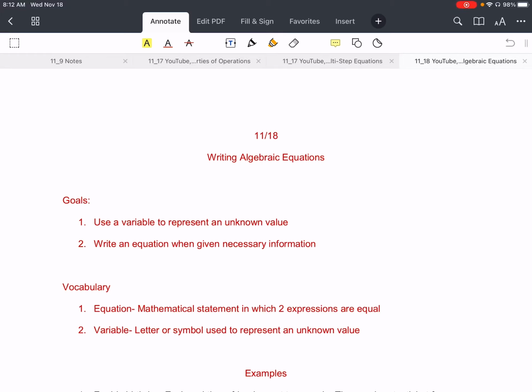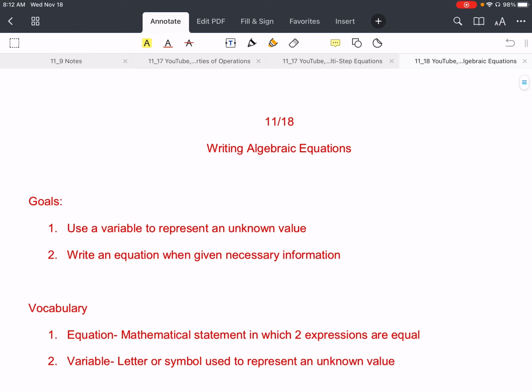Hey, 7th grade, we are jumping into something a little bit different now that we have some of our properties of operations. So today we are going to be writing algebraic equations. We aren't even going to solve them today, but we're taking word problems and writing out equations.